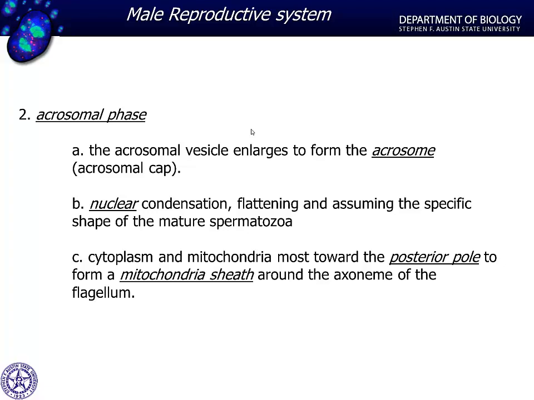Now, it's also during this phase that we're going to get further condensation of the nuclear material. We're going to start to flatten and assume that torpedo head shape to the nucleus of the spermatozoa. And then we're also going to see that on the end where we have the axoneme, we're going to begin to migrate mitochondria down toward and around that portion of the axoneme and the beginning of the flagellum, and these mitochondria then are going to form a mitochondrial sheath, and they're going to be the engine that's going to drive the movement of the flagellum.